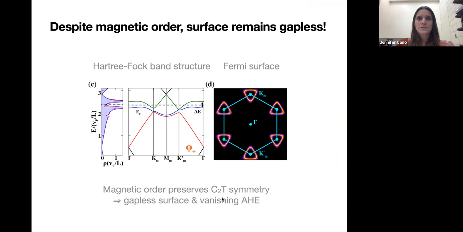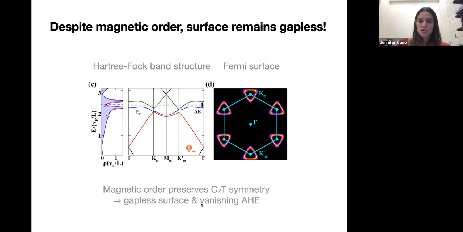And you might wonder, well, how does that save any energy from the Van Hove singularity? But it actually splits the Van Hove singularity into two different peaks. Previously there was just one peak, now it's split into two. So that's where the energy saving comes from. And you can see, this is the mean field band structure after imposing magnetic order, and this is the resulting Fermi surface. You can see that the surface is gapless, because the magnetic order preserves this symmetry.